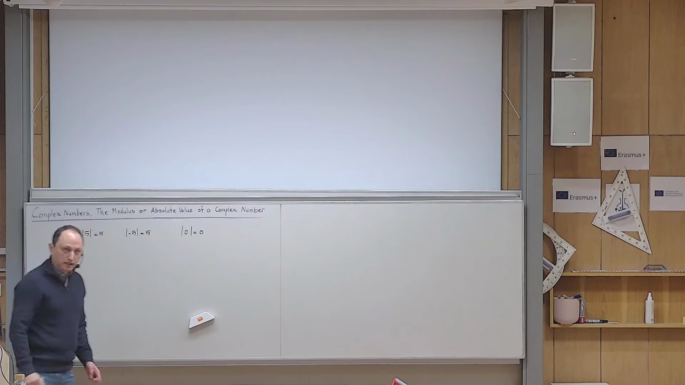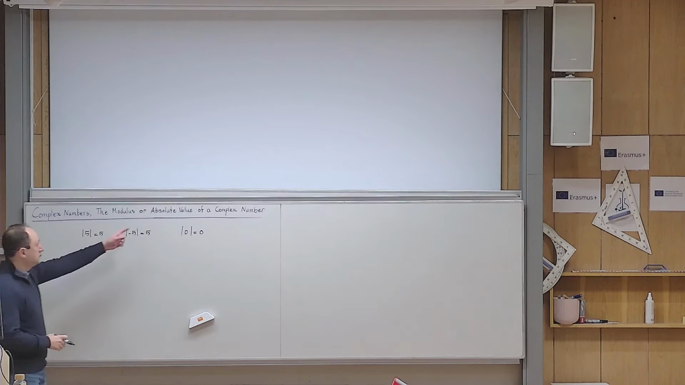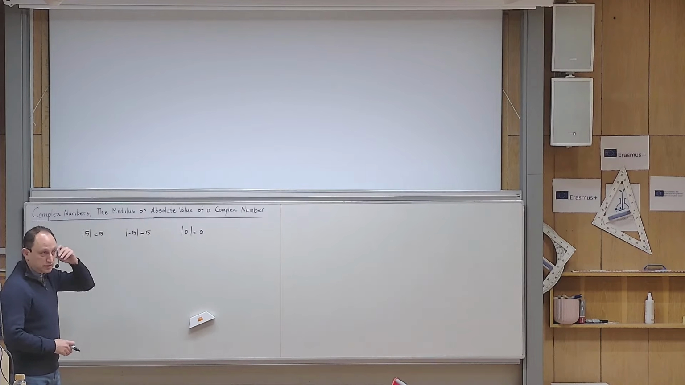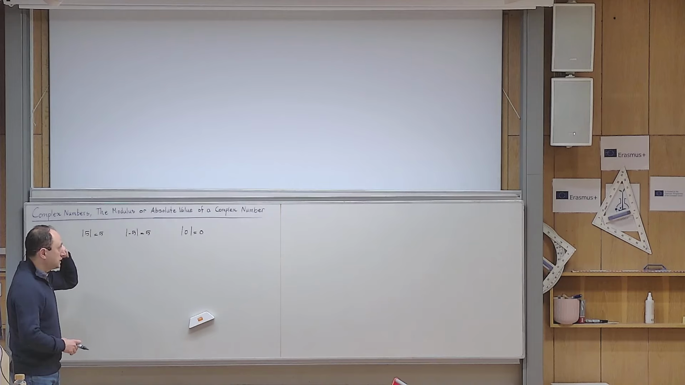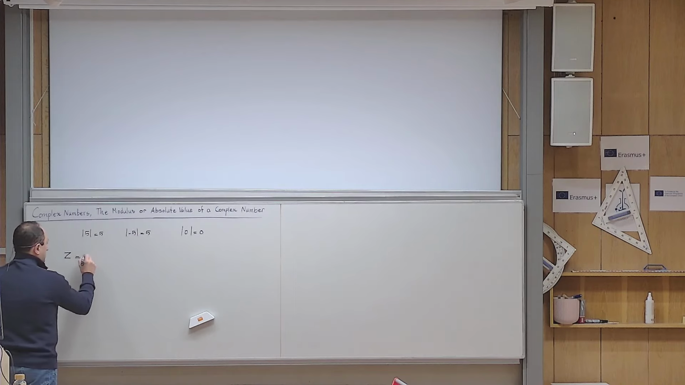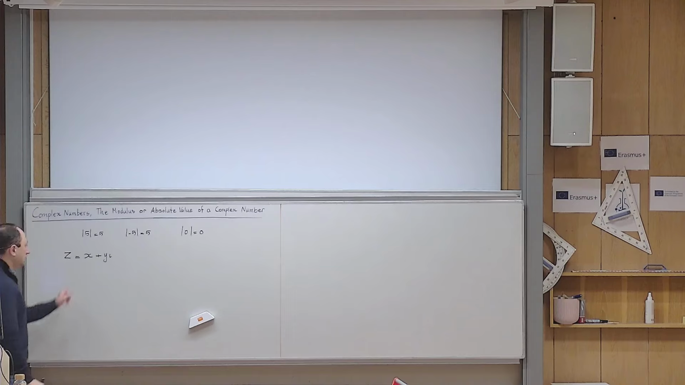We want to introduce the notion of absolute value, or in the context of complex numbers, sometimes we call it the modulus of a complex number. So if I have a complex number z, in the standard form, let me write x this time instead of a and b all the time. Let me write x plus yi. This is my complex number. This is the real part. This is the imaginary part.